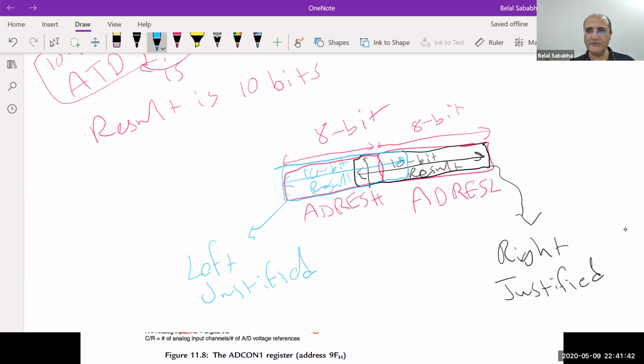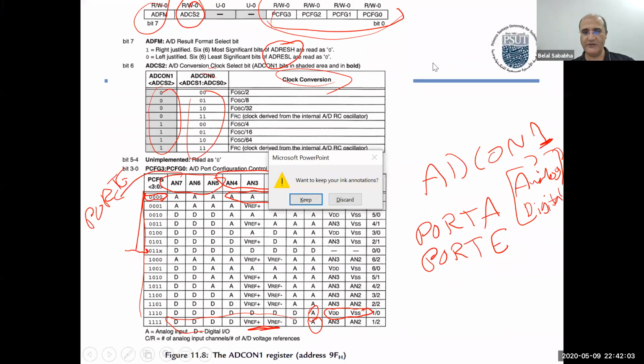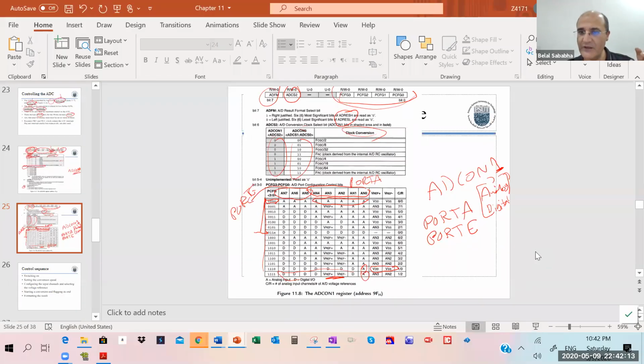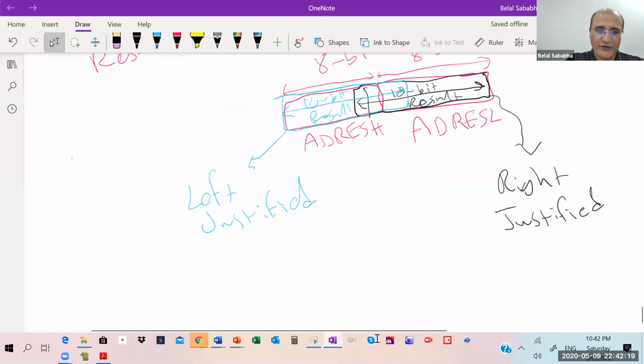Why this hassle? The default for this bit is what? 0. The default is 0, so left justified. The default is just left justified. Now if I want to make this bit 1, I will need to write an instruction to set this bit, right? It's going to cost me time. We agree on that, right? So this is the default.